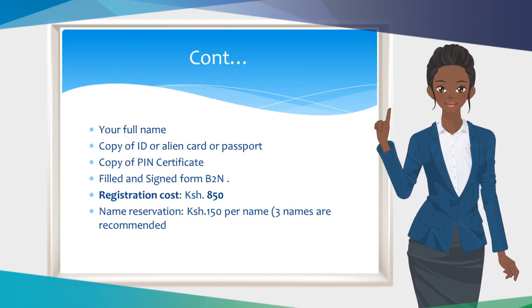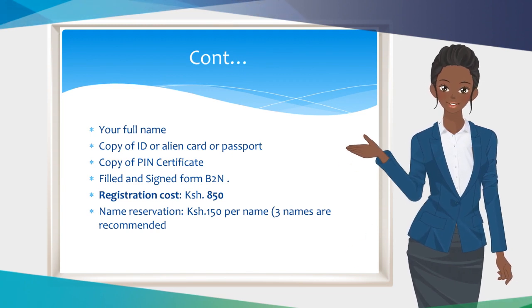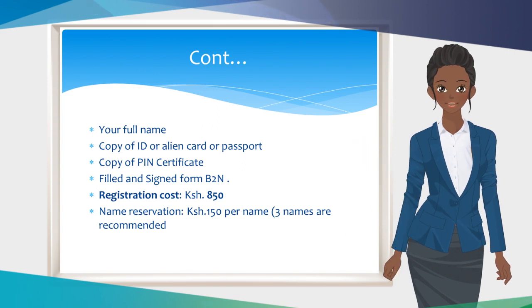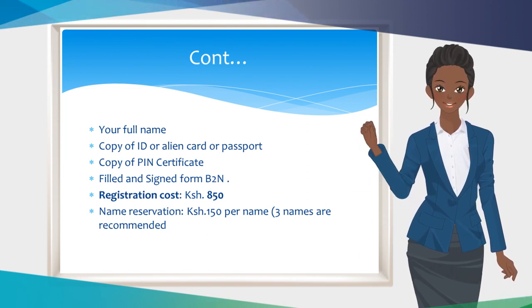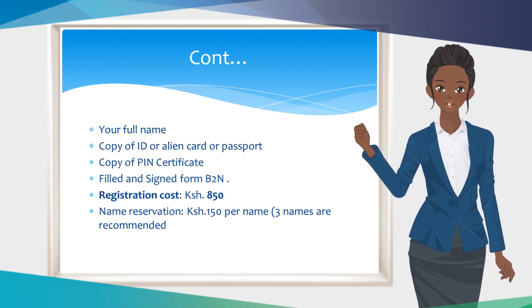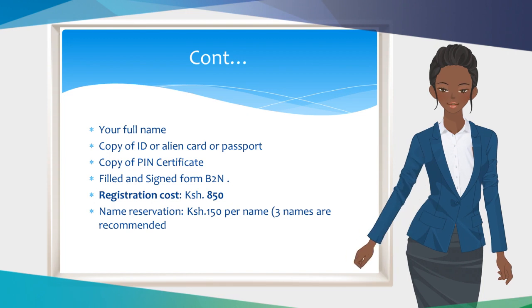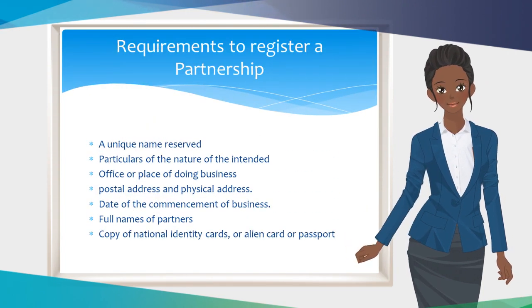copy of ID or alien card or passport, copy of PIN certificate, filled and signed Form B2N, registration cost of 850 Kenyan shillings, and name reservation, that is 150 Kenyan shillings per name, and 3 names are recommended.